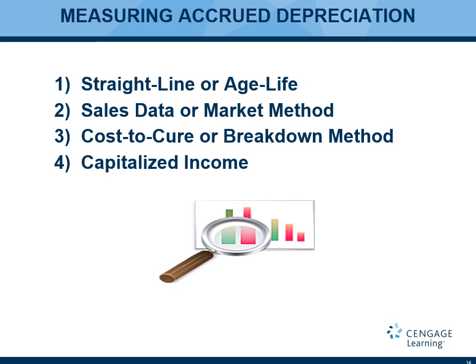Measuring accrued depreciation is the attempt to estimate actual loss in market value compared to a new building. Now, ways that you can do that are listed here. We have straight line or age life. We have sales data or market method, cost to cure or breakdown method, and we also have the capitalized income method.